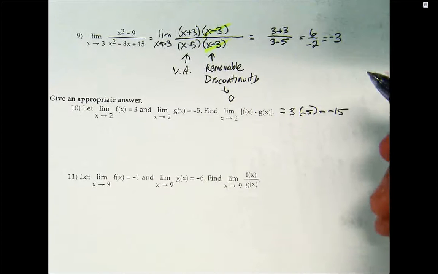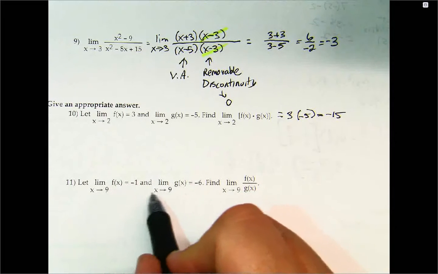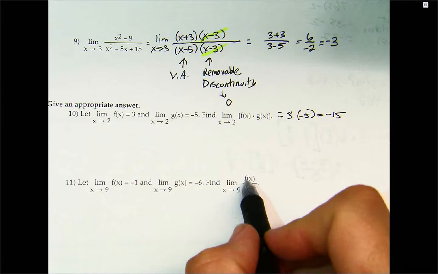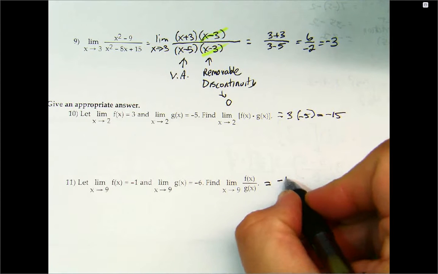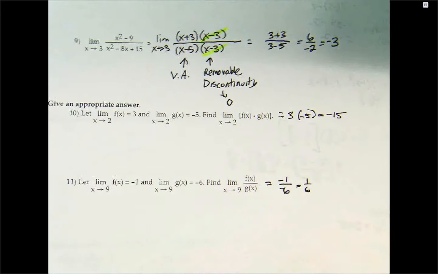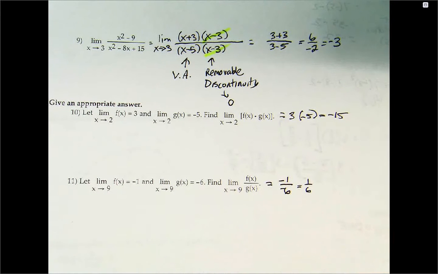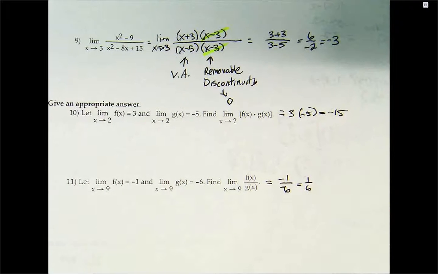Same thing with this one. Since they're all going to the same value, we can just divide them. So this guy would be equal to negative 1 over negative 6, which is 1 over 6. So this is just, like I said, this test is going to hit the properties pretty hard, and this is going to be one of those properties that it's going to hit hard. So those are the answers. You just plug them in and go.